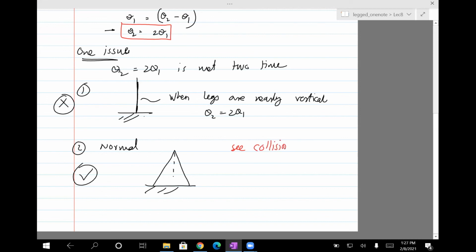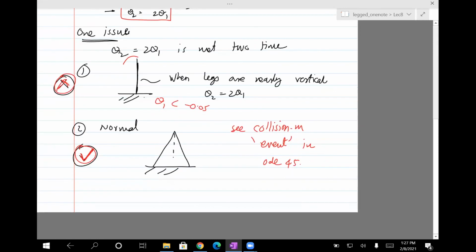In the code, I'll have a file called collision.m, which is an event in ODE45, where I will show you exactly how to take care of this situation, where you avoid stopping the integration here but stop the integration there. It's as simple as saying that if this is true, and if theta 1 is less than some value, let's say minus 0.05, then you just don't stop the integration, you just continue. It will continue integrating until it stops here. This will become clear when I show you the code.